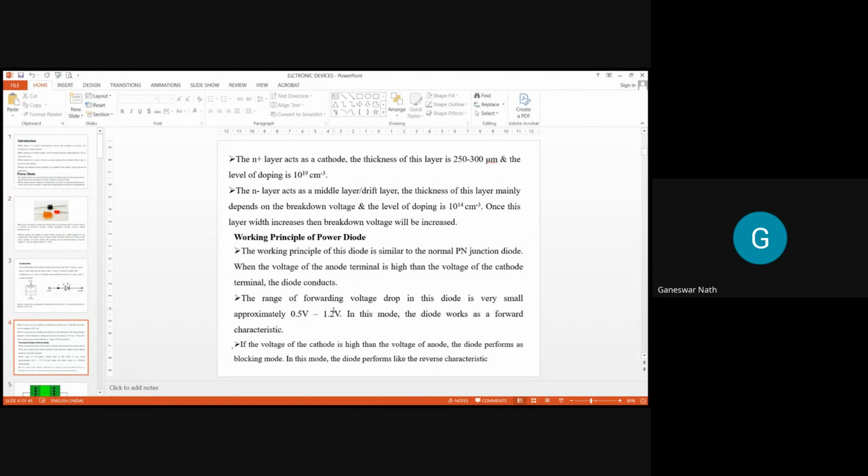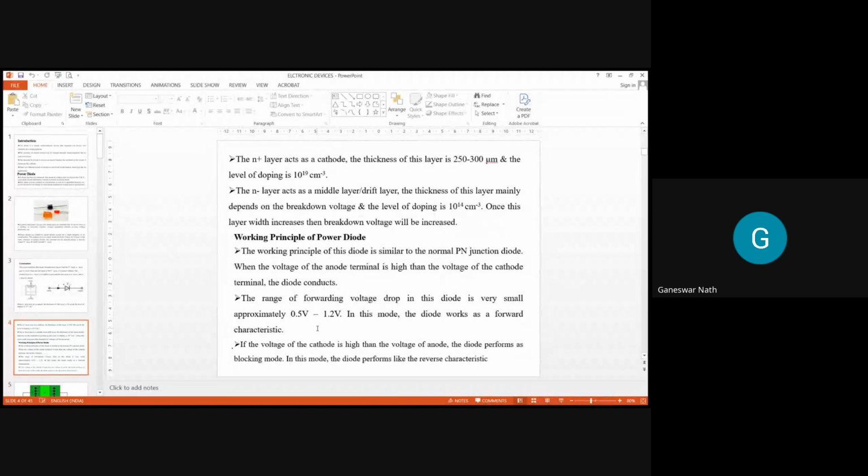So why the forward characteristics? Because we apply a positive voltage at the anode and a negative voltage at the cathode, so a forward bias is developed, and this helps the electrons to move from the n region. The current can flow from the p type to the n type, whereas the electron flow takes place inside the material, or inside the junction, from n type to p type.